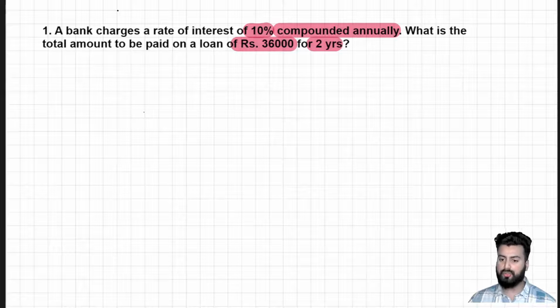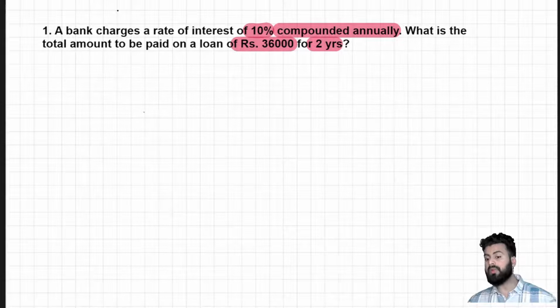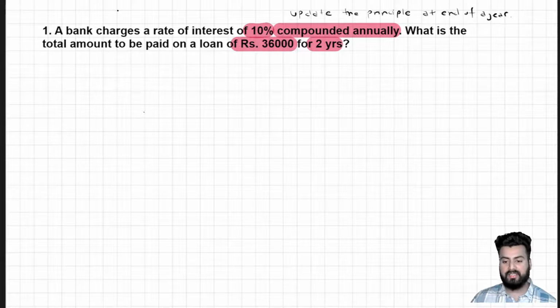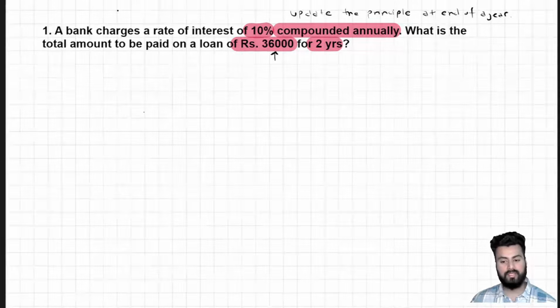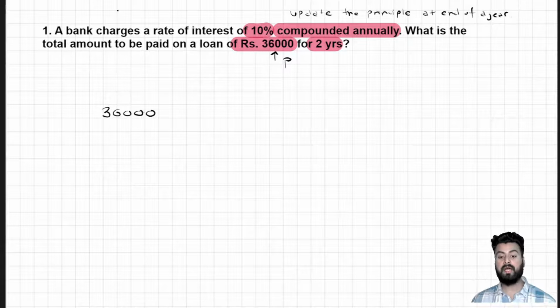Now, the first thing that you should notice, since they have mentioned I need to do compounding on an annual basis, it means we have to update the principal at the end of a year. This is one thing. Since I have taken a loan of rupees 36,000, can I say that this is my principal? So it means my base value is 36,000. Your base value is nothing but the value of principal, the amount which you have borrowed.